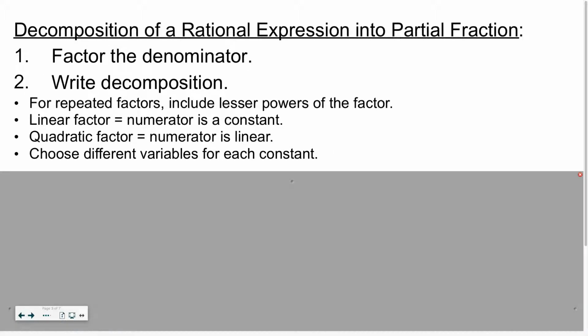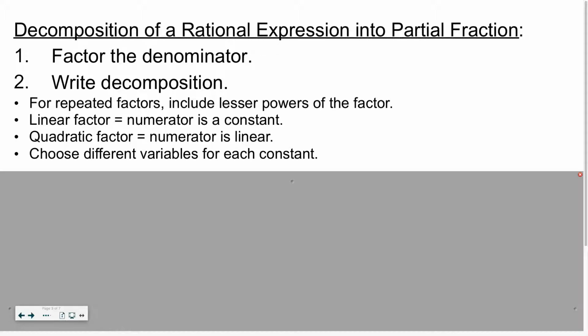And that's where our first two steps come in. So we're going to break it up into a partial fraction decomposition. You are going to factor your denominators. You are going to write the decomposition like we just did in the warm-up. Remember, for repeated factors, you have to include the highest power and all the lesser powers below it.